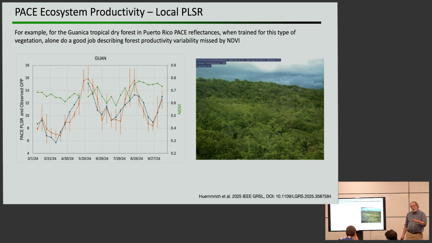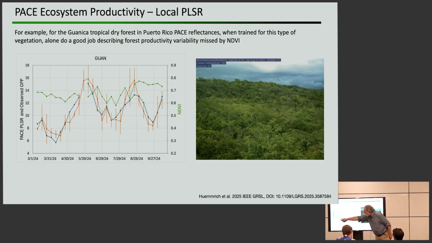But if you do know what site you're working at and you have it trained properly, you could do really, really well. So this is the Guanica dry forest in Puerto Rico. And again, this is time. The orange line with the error bars is the gross primary productivity as measured on the flux tower there. The blue line is the estimated productivity from PACE. So you can see it's doing a really good job of capturing this variability.